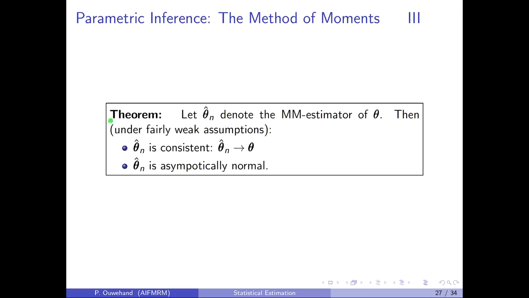Now we have the following result, which we won't prove. If theta hat n is a method of moments estimator of a parameter theta, then under fairly weak assumptions, theta hat n is consistent. In other words, theta hat n approaches the true value theta as the sample size n approaches infinity. And theta hat n is asymptotically normal. In other words, if n is large, then theta hat n is approximately normally distributed. And that can be useful, for example, to compute confidence intervals for the parameter theta based on a normal approximation.